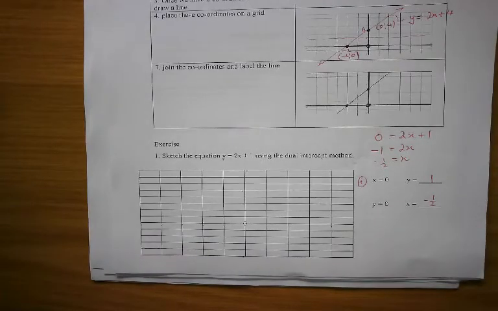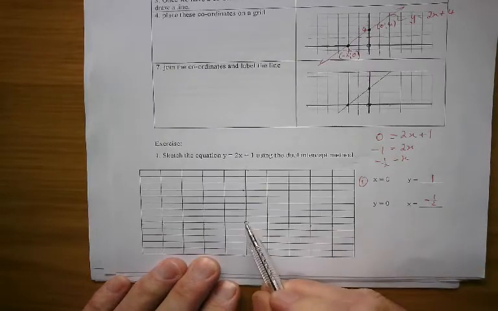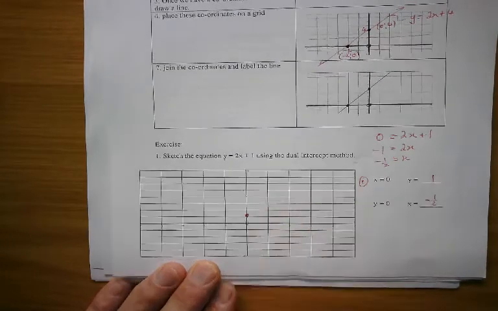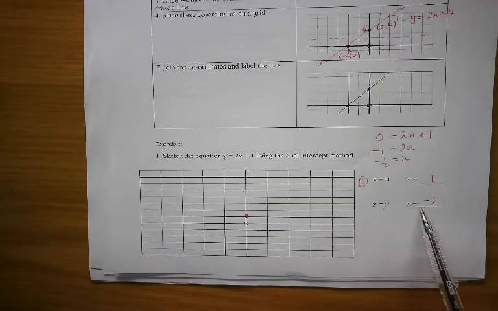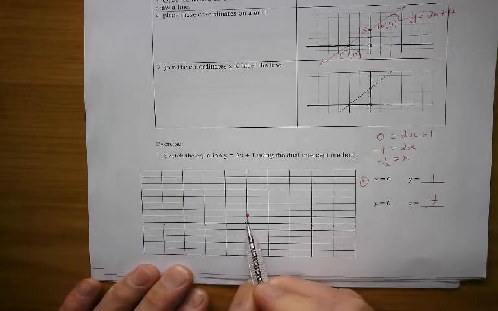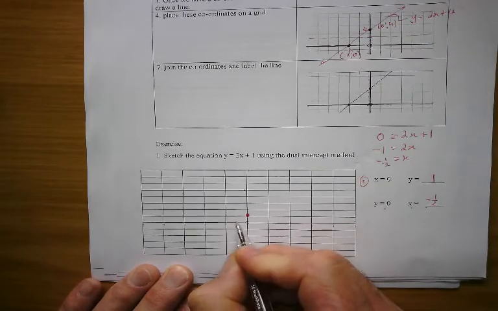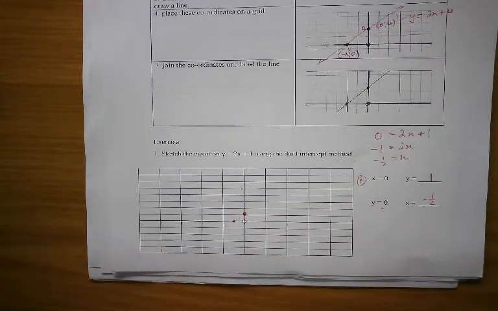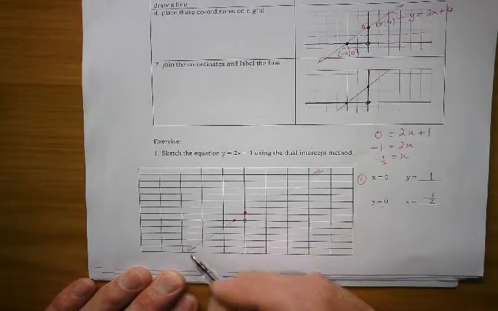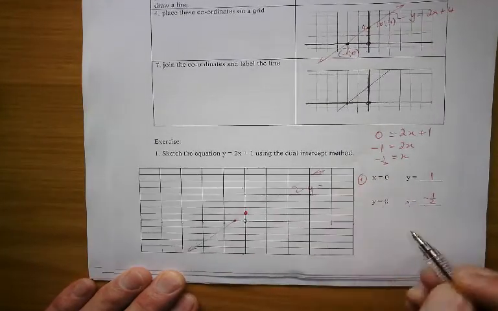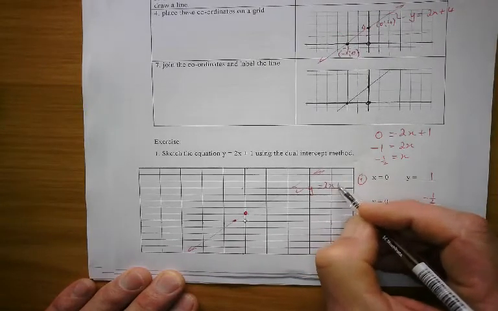Now let's sketch this line. When x is equal to 0, y is 1. So there's your first coordinate. When y is equal to 0, x is equal to minus a half. So when y is equal to 0, x is minus a half. So it's going to be in between there. If you join up those 2 points, this line here represents the equation y is equal to 2x plus 1.